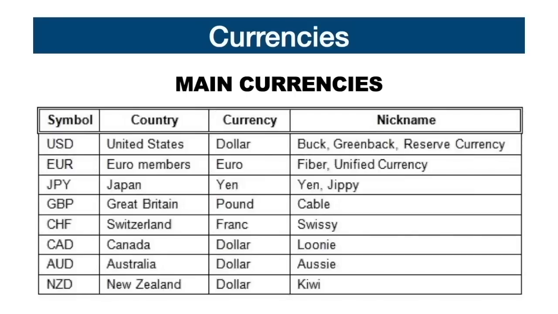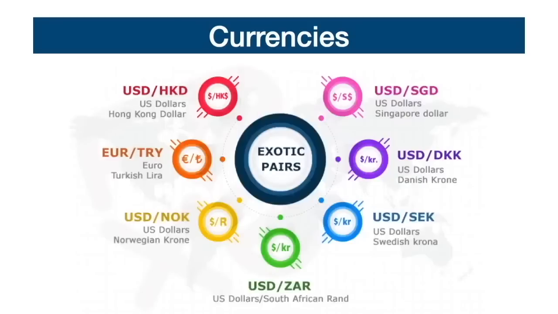We then have a huge list of exotic currencies that are basically all the currencies of smaller or emerging economies. The most traded exotic currencies, which have now acquired an important role in the world economy, are the Hong Kong dollar, the Singapore dollar, the Turkish lira, the Danish krona, the Norwegian krona, the Swedish krona, and the South African rand. Other important currencies to keep into consideration for their huge economies are the Chinese renminbi, the Indian rupee, the Brazilian real, the Russian ruble, and the Mexican peso.